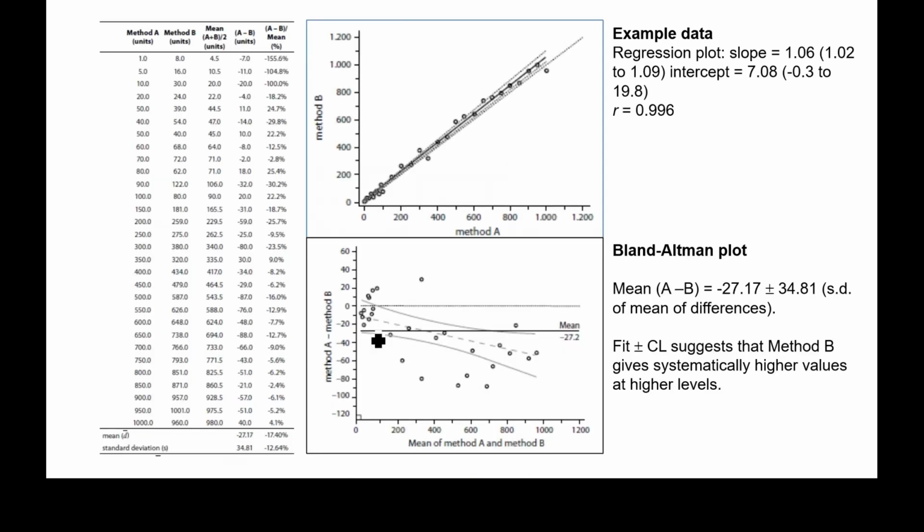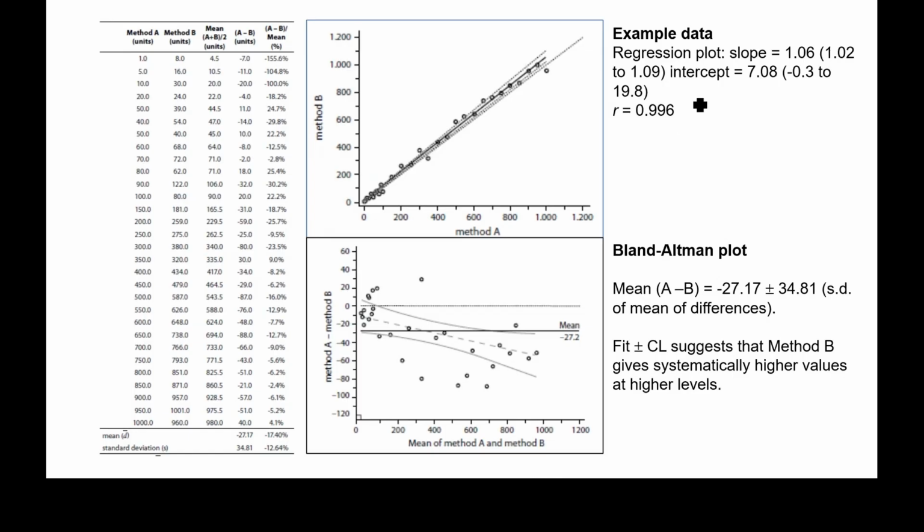So here's an example of a Bland-Altman plot down at the bottom here, compared with the regression line. We've got two methods here, method A and method B. We can plot one against the other, and we're looking for the slope to be 1, or rather the confidence limits of the slope to include 1, and the confidence limits of the intercept should include 0, showing that both methods give the same result. So we've got a slope showing that actually method B is more sensitive because the slope is 1.06, varying between 1.02 and 1.09 according to the confidence limits.